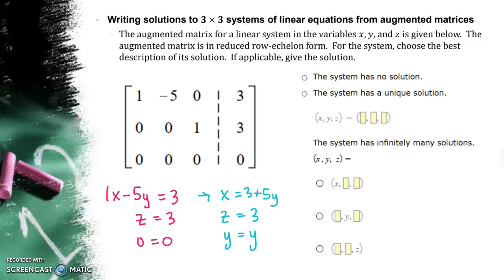So we're going to have infinitely many solutions where y equals y, and x is 3 plus 5y. That's what we would put into this box here. And then we would have y, and then in that third box we would have 3 for z. So that's one example of an infinitely many solutions problem.